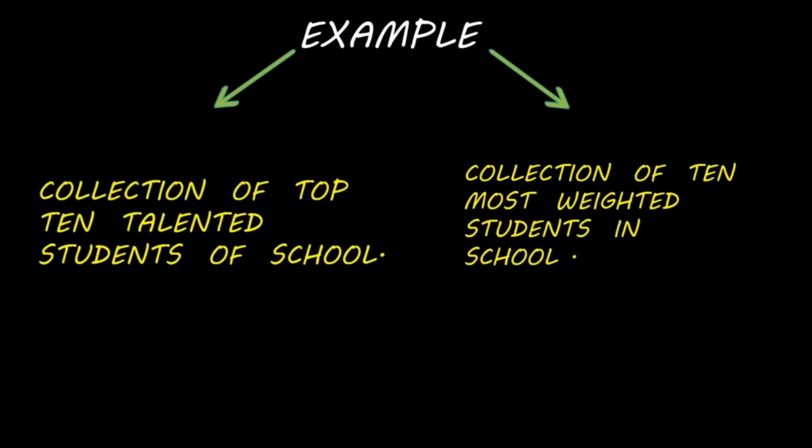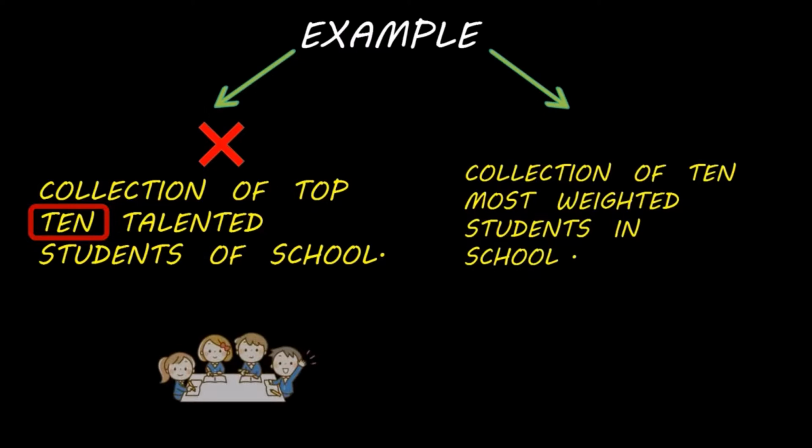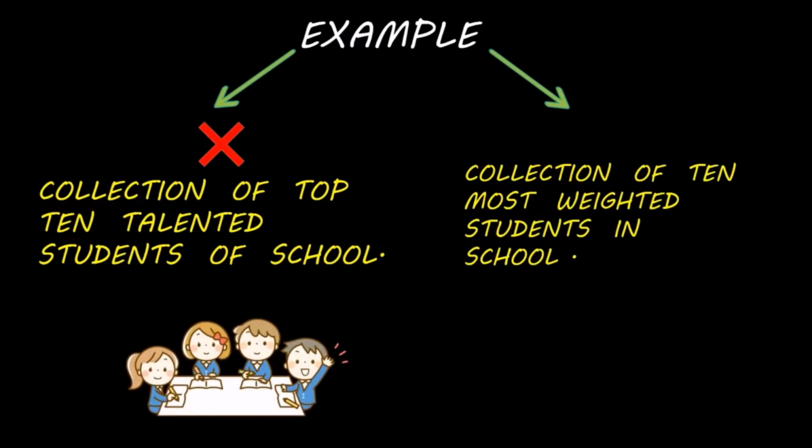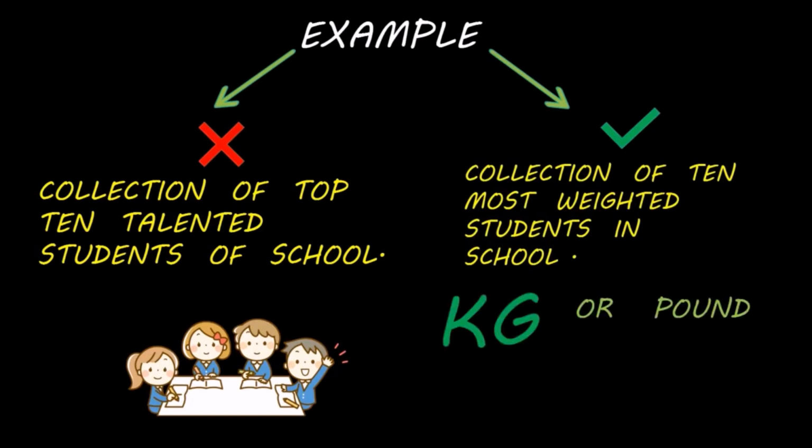The first collection is not a set, because you cannot specifically find 10 students among all students who are most talented. If some are talented in my view, then others may be talented in your view. So the property talented is not well defined. Now this collection is a set, as weight is always counted in kilograms or pounds, and it is a quantity. We can find the top 10 students having more weight than other students by noting their weight.